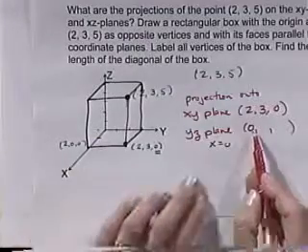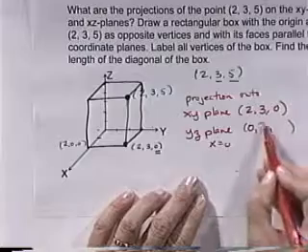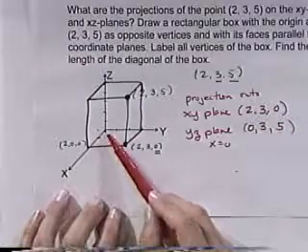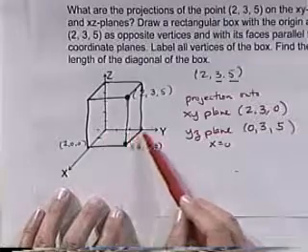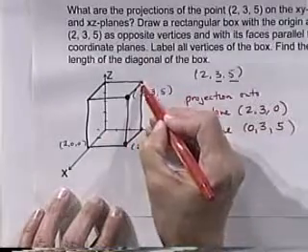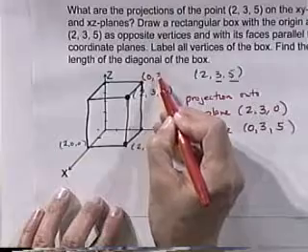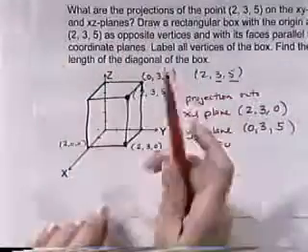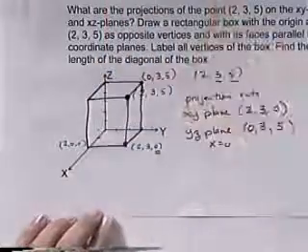So if the x-coordinate is 0, these two will stay as they are. And if you notice, where is 0, 3, 5? Well, if I go over 0, stay there, go over 3, up 5. Here's the point, 0, 3, 5. That point's in the YZ plane. You see, it's back there in that octant right there.